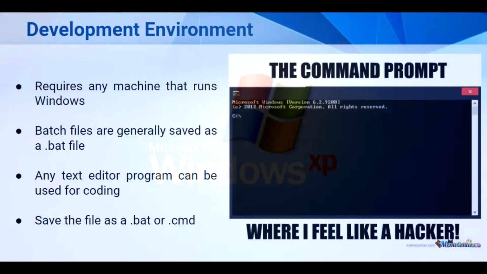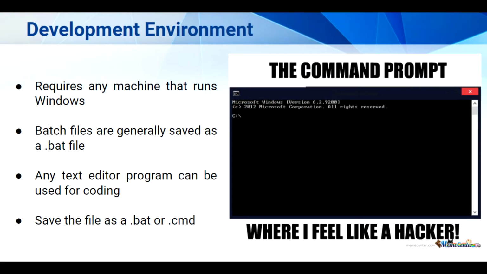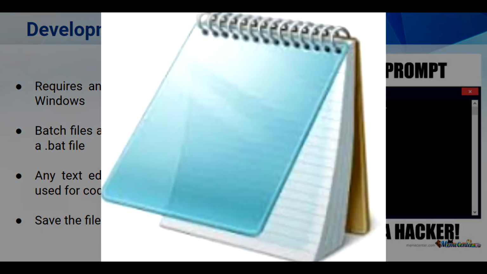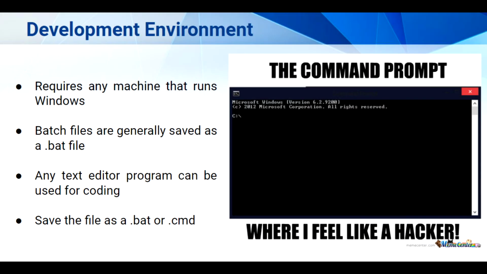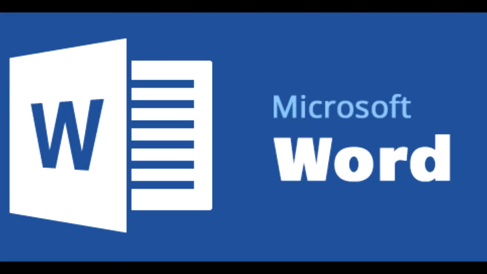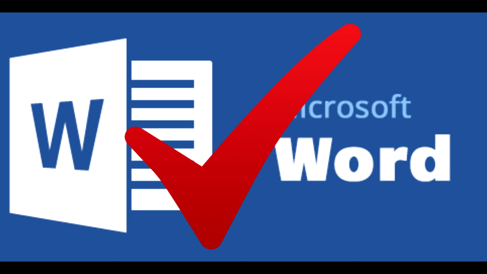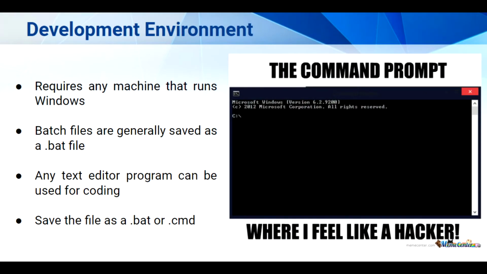Batch files are generally saved as a .bat file and can be opened using one of Windows' basic programs, Notepad. Batch files consist of plain ASCII text, meaning that almost any text editor program will do the job just fine. That means a program such as Microsoft Word can be saved using .bat and can be double-clicked and run as a Windows batch script.